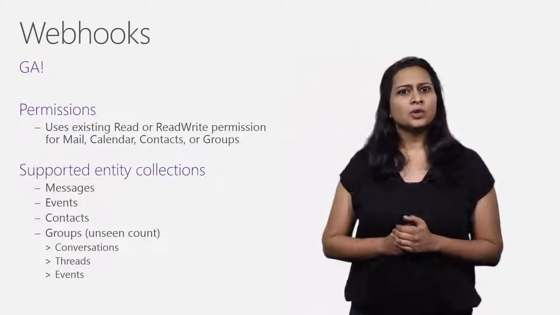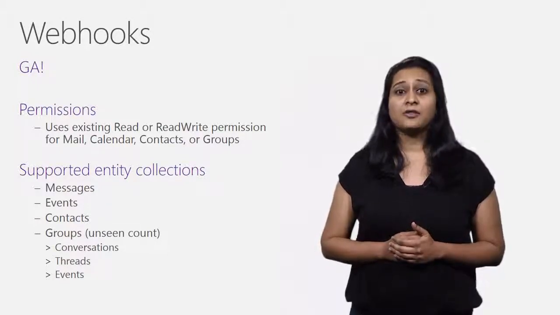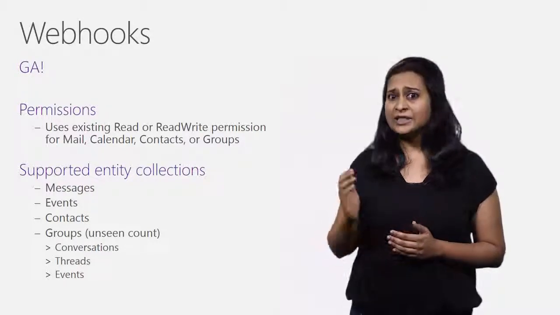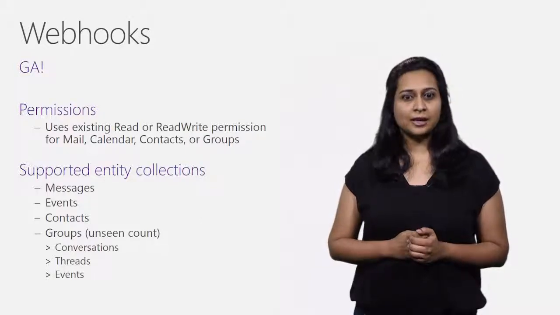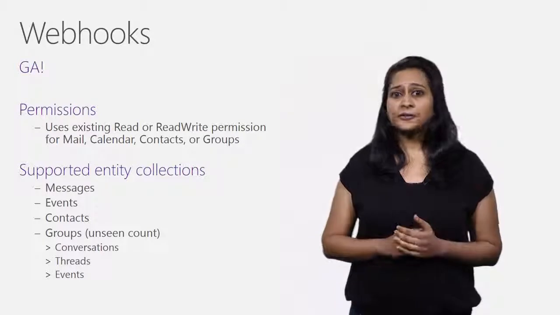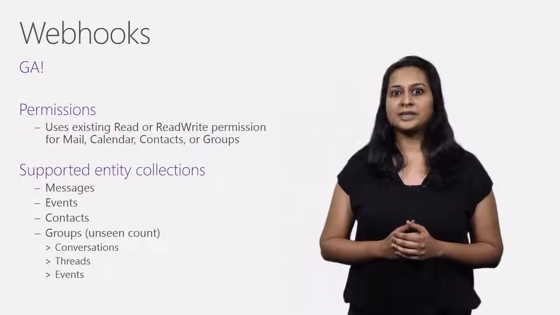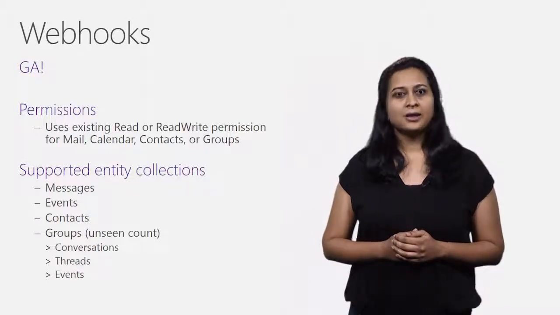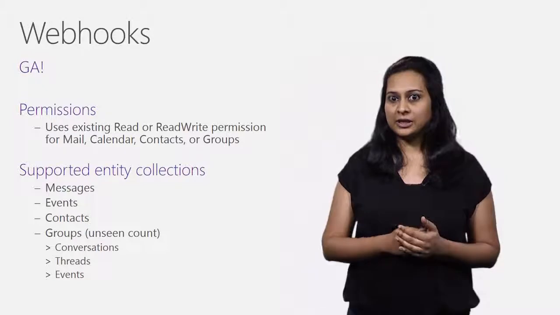Webhooks. This notifications feature has been in preview since April of this year, and we are now GAing this feature in V2.0. As you can see here, it uses existing permissions that the app has and is available for messages, events, contacts, and groups. This feature eliminates the need for the app to keep polling for any changes to entities in the mailbox. Instead, the app will be notified when anything in the mailbox is updated or deleted, or if new items are added.